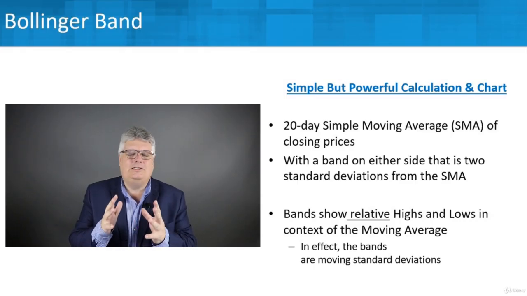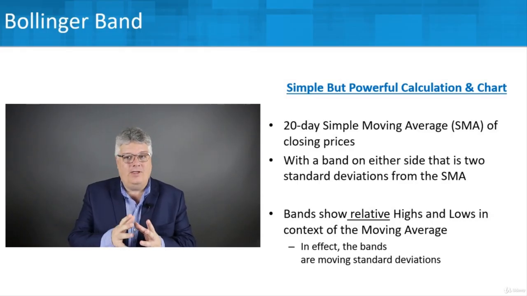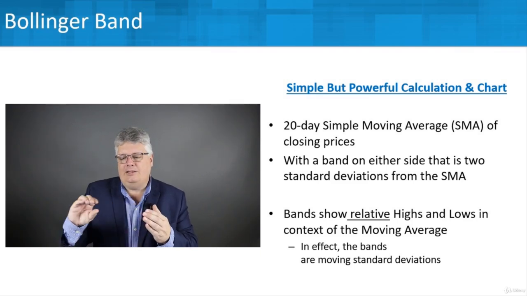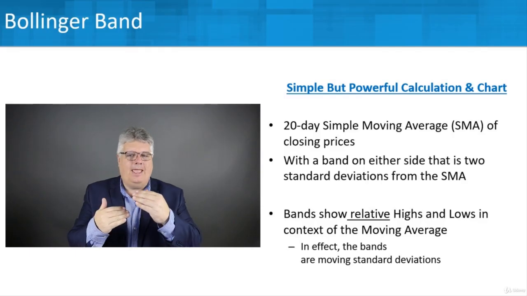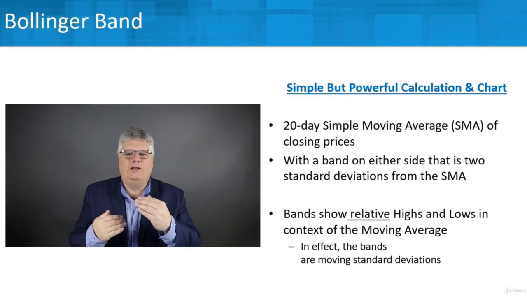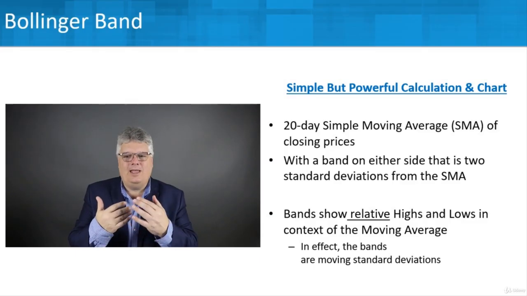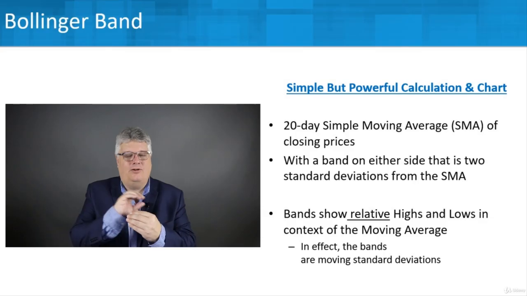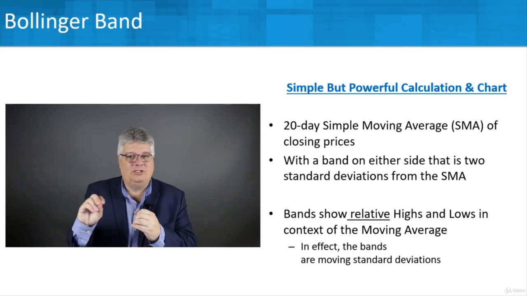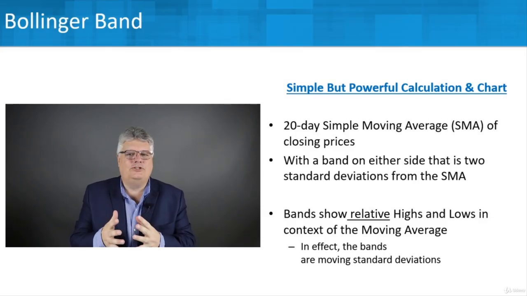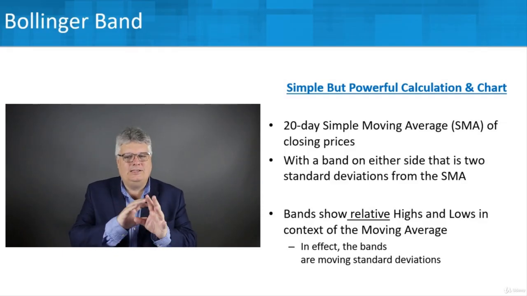But basically what it's doing is it's taking the 20-day simple moving average, that's the moving average line, a simple moving average of closing prices. And that's kind of the main line. And then there's a band on either side, above and below it, that is two standard deviations away from that simple moving average. Standard deviation looks at the deviation from a mean, from that simple moving average. And so the bands are going to show those relative highs and lows in the context of that moving average.